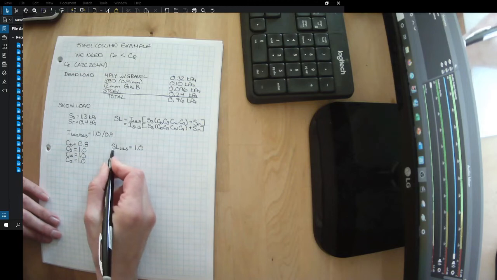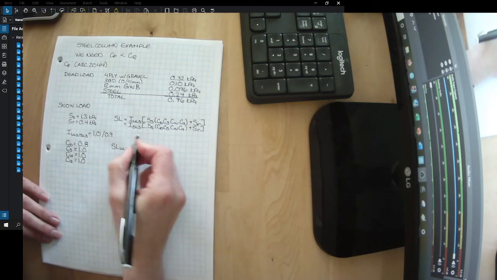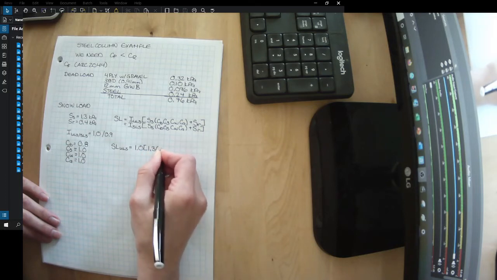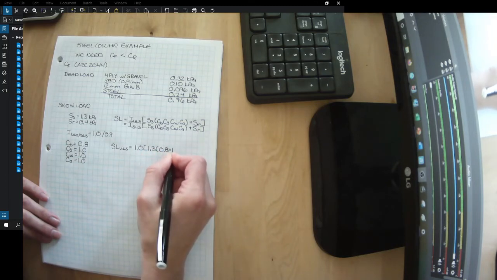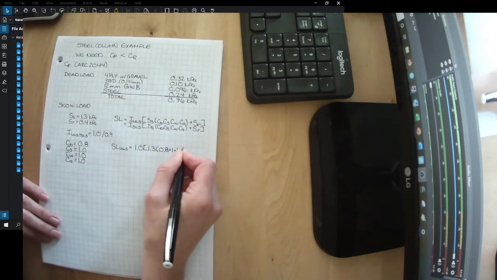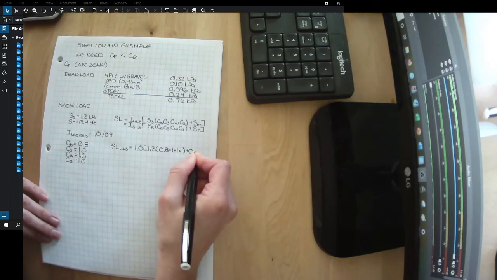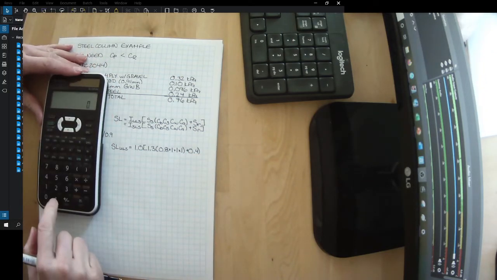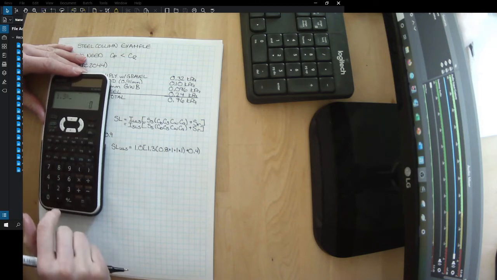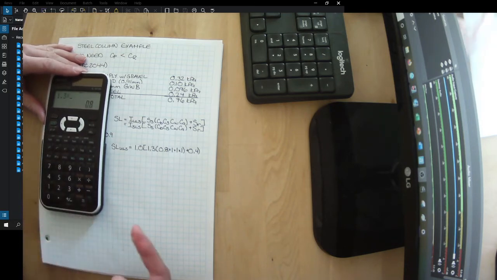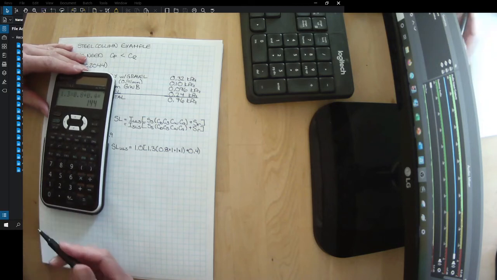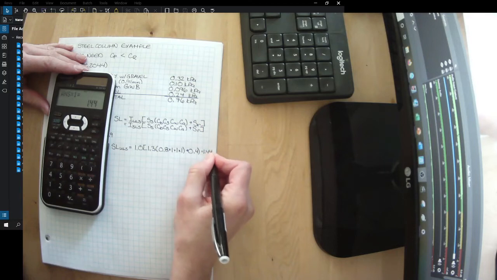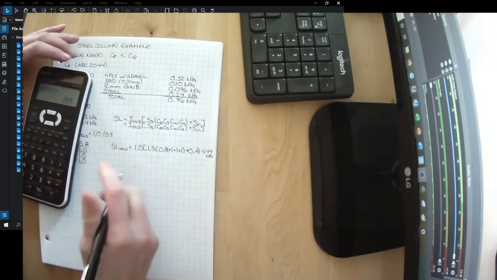So our ultimate limit state snow load calculation is 1 times the bracket 1.3 times 0.8 times 1 times 1 times 1 plus 0.4. Let's plug that into our calculator. 1.3 times 0.8 times 1 times 1 times 1 plus 0.4 times 1 equals 1.44 kPa.